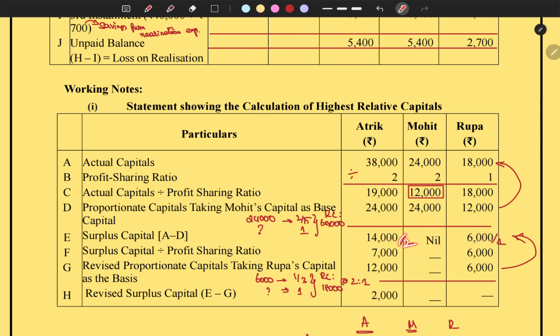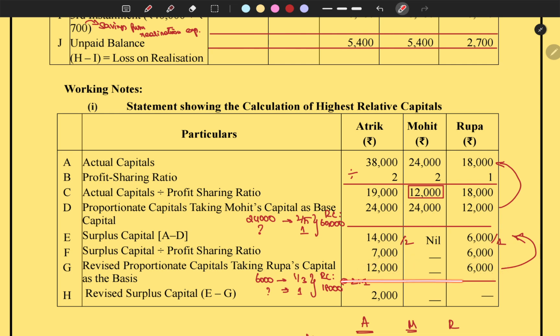And further we make both people's capital comparable. What we do is we divide by the PSR, and we get 7,000 and 6,000. This is comparable. We understood that 6,000 is the lowest capital. When we compare Attrick and Rupa, we make Rupa's capital the base capital, and the required capital we found out is 18,000 at a 2:1 ratio.